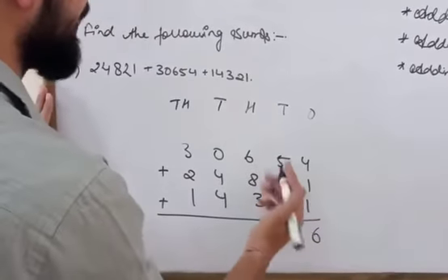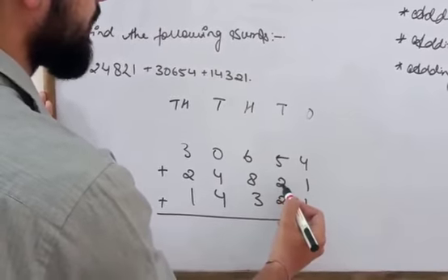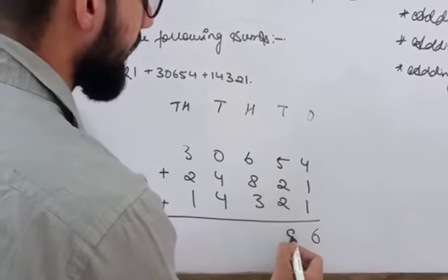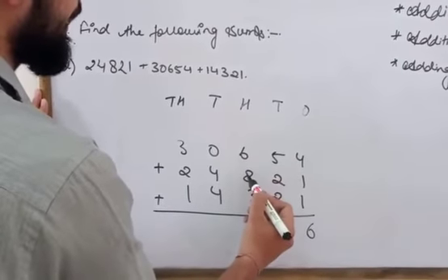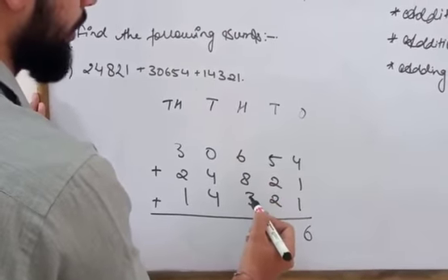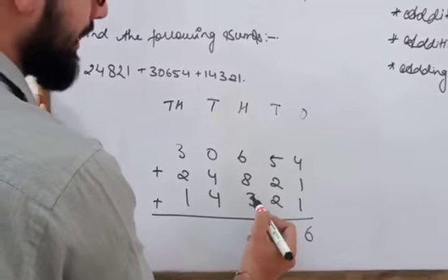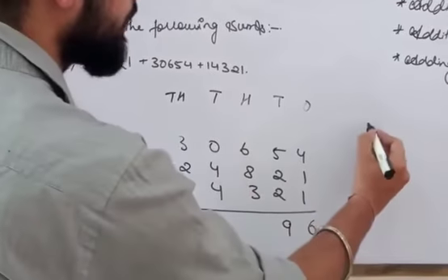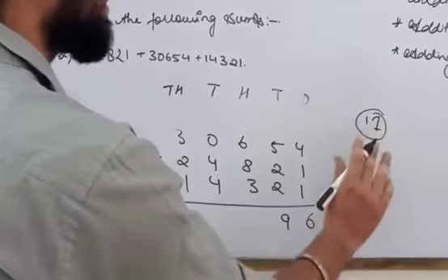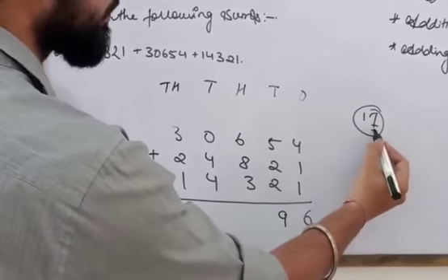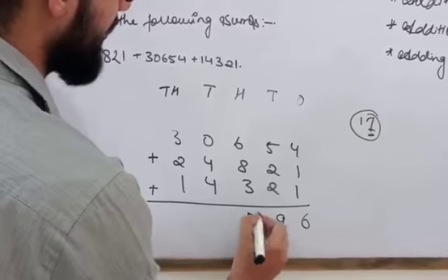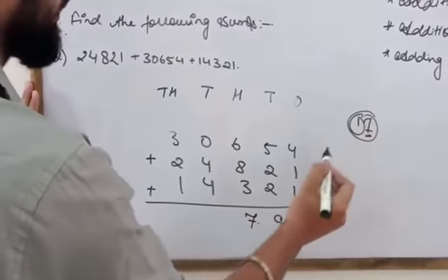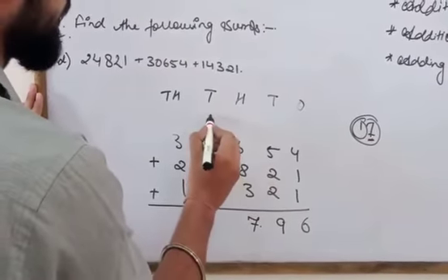Now we move to the tens place. 5 plus 2 is 7, 7 plus 2 is 9. Now we move to the hundreds place. 6 plus 8 goes to 14. 14 and 3 is 17. Now the number which we got is 17. So we will break this number. We will write the 7 at the hundreds place, and we will carry this number. The number 1 would be carried to the thousands place.